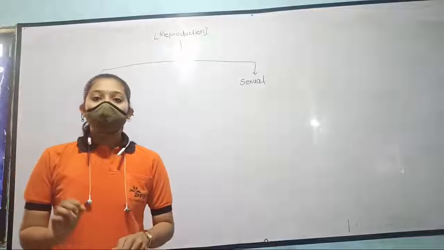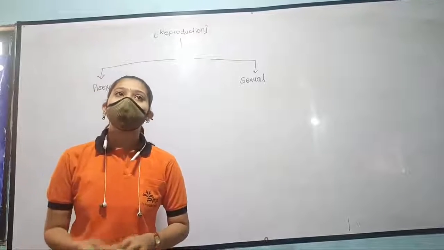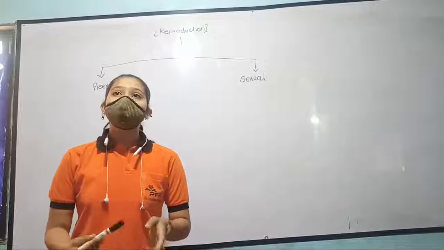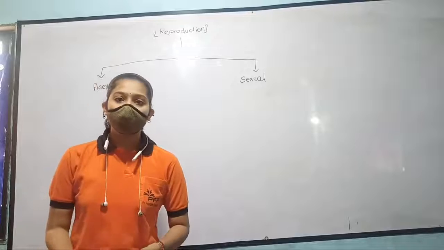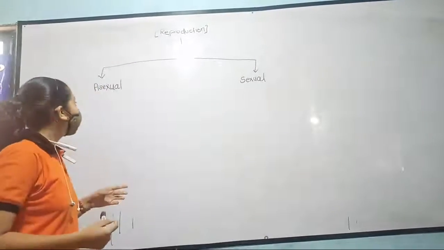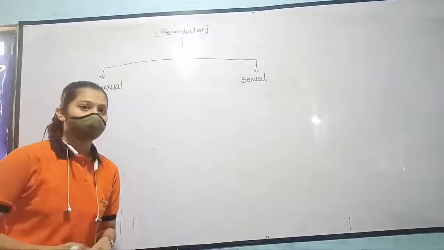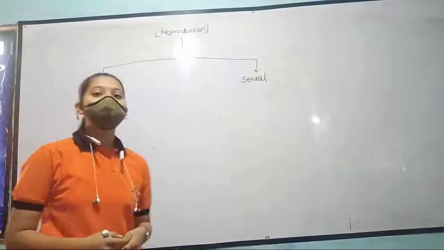Asexual reproduction has many types, such as binary fission, multiple fission, budding, fragmentation, spore formation, parthenogenesis, etc. Today we are going to learn about asexual and sexual reproduction. So now we are going to start sexual reproduction.